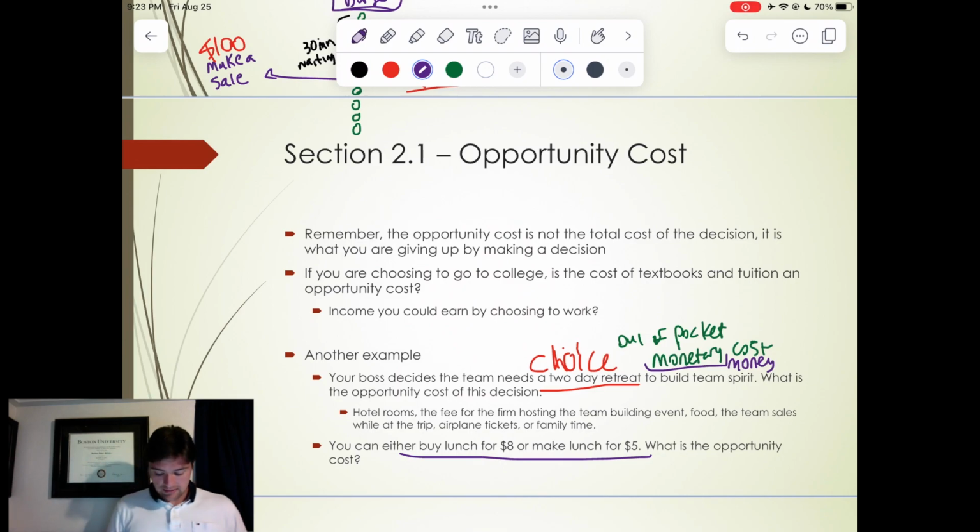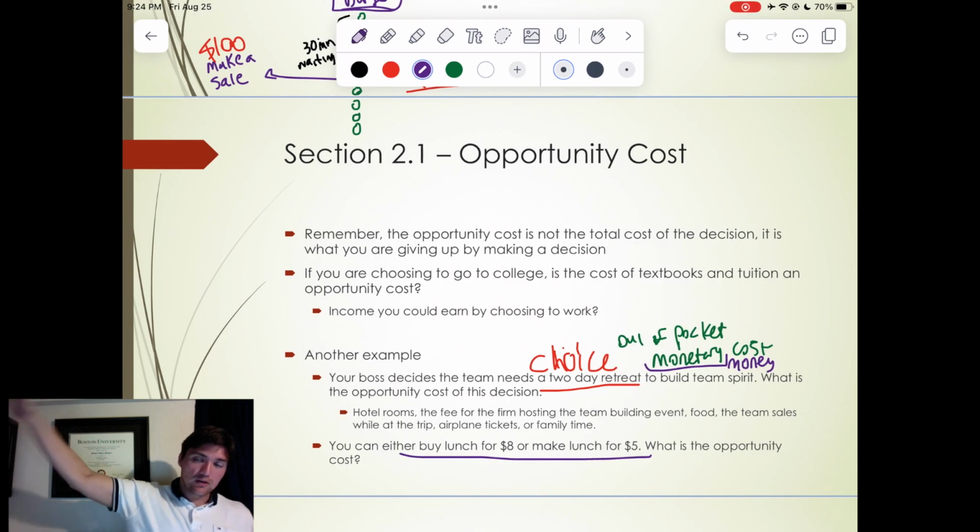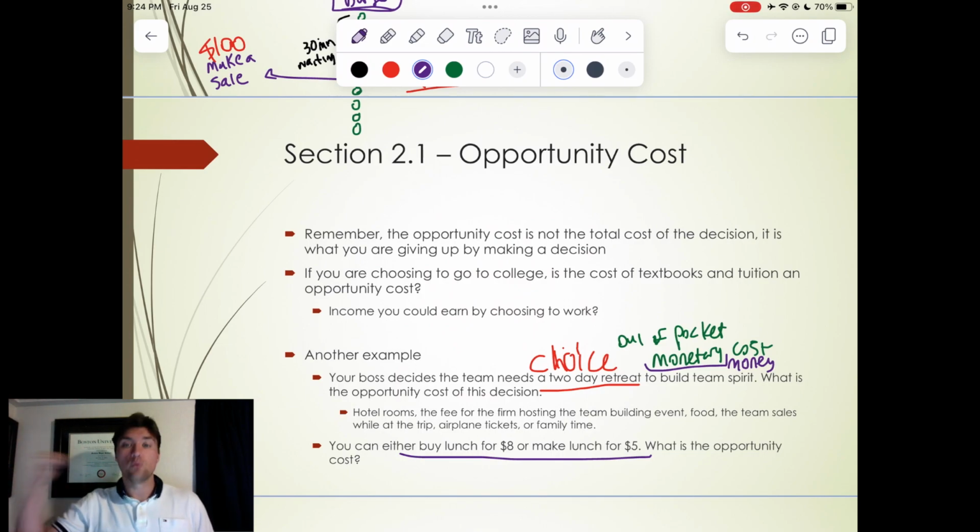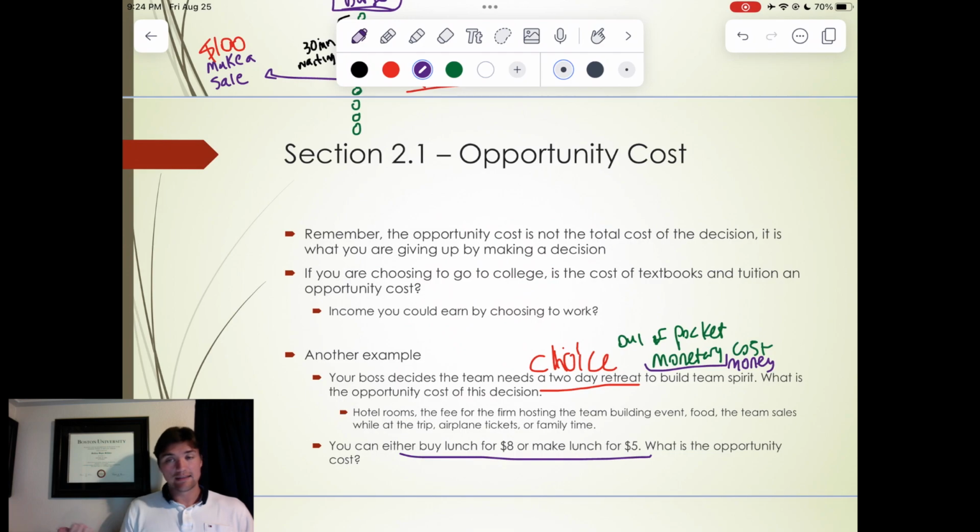How about the team sales while at the trip? Are you earning the sales while you're at the trip? No, because you're at the retreat. You're making the choice here. You're not making the sale. So because you're not making the sale, you are giving that up. So there it is, the team sales while at the trip. That is an opportunity cost there. Airline tickets, is that the cost of the retreat? Yes.